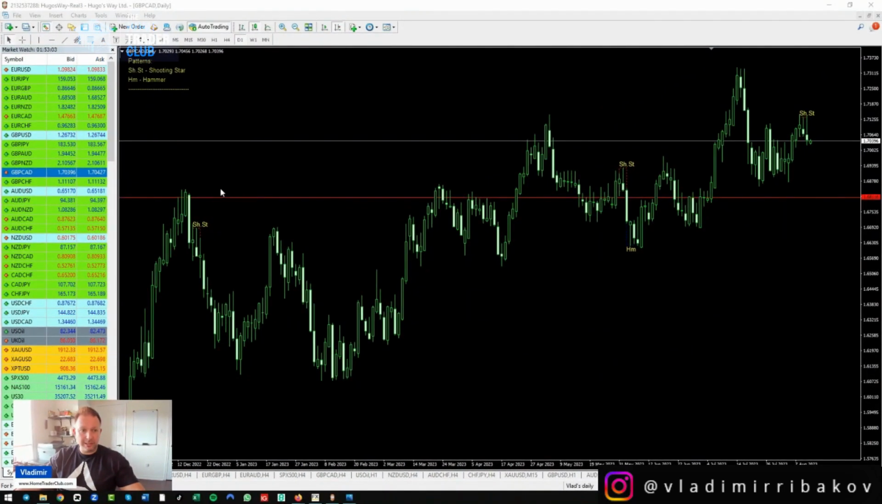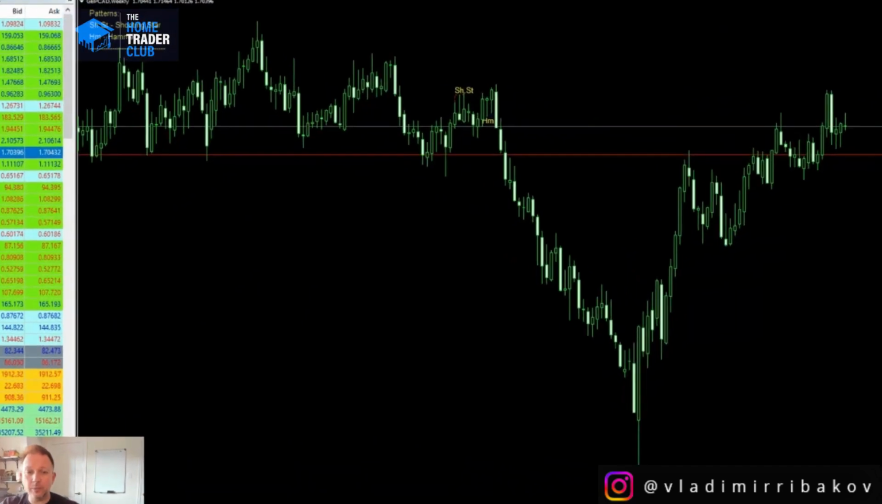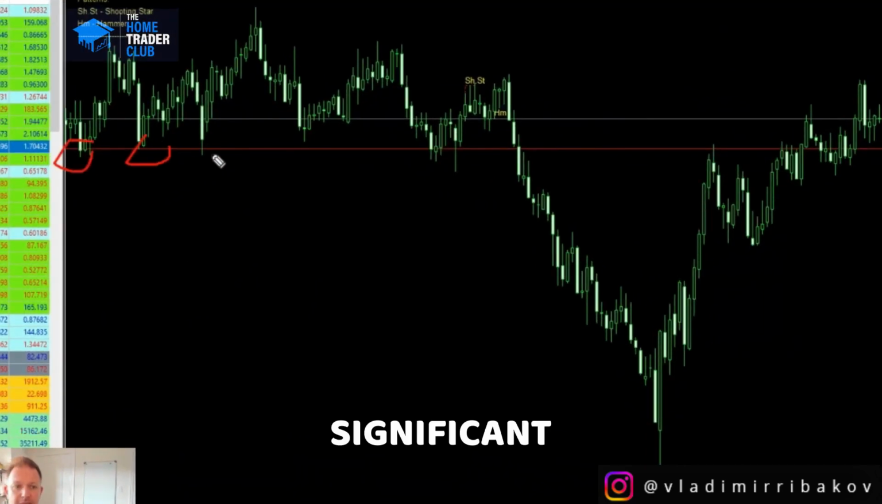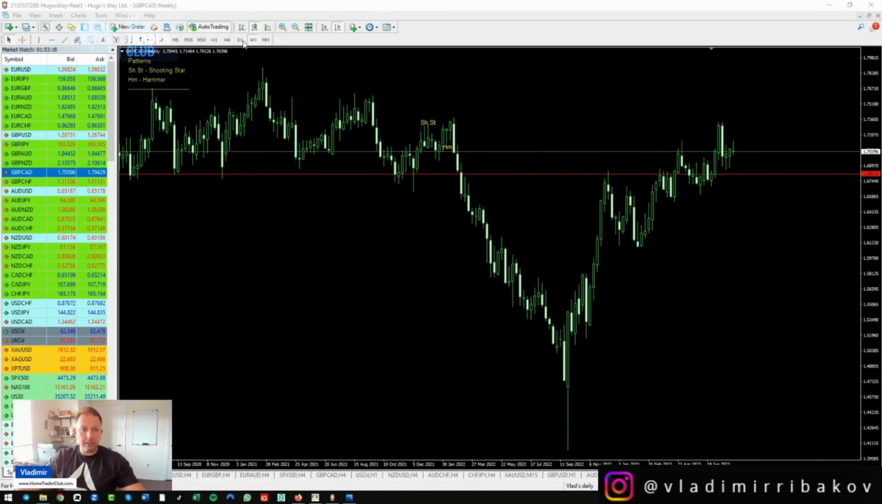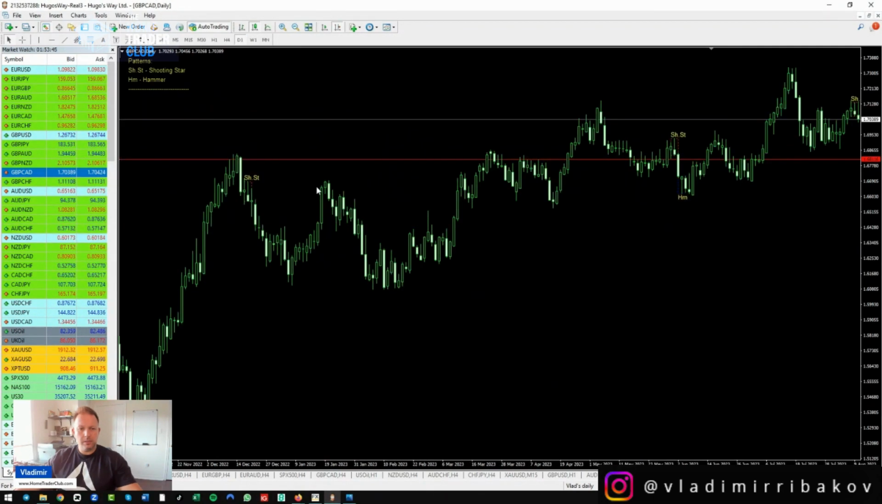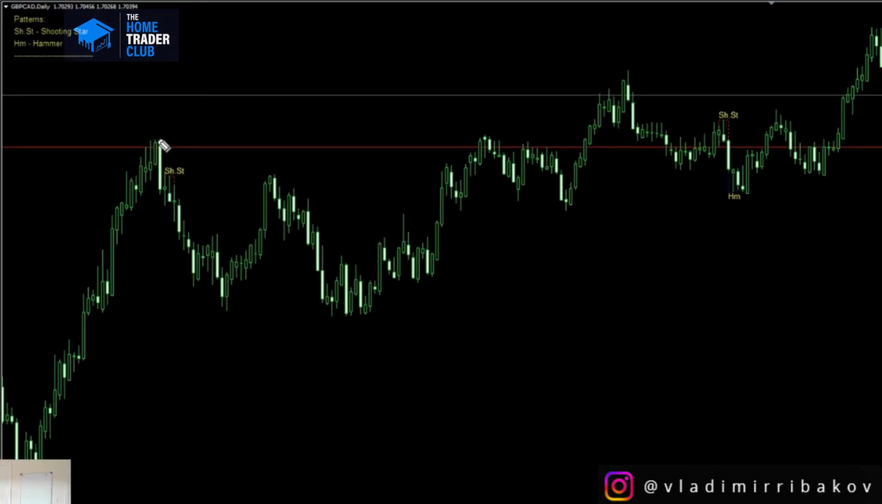Okay, and this line you can see here, let me go to the weekly for a second and you will see this line we can see here is a significant weekly resistance zone. Okay, so when I spot that on a daily chart, okay, here is how it looks like.